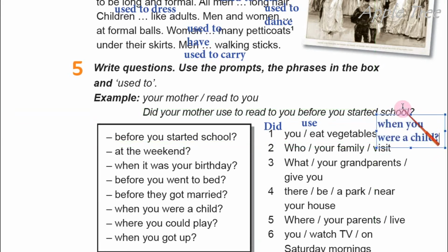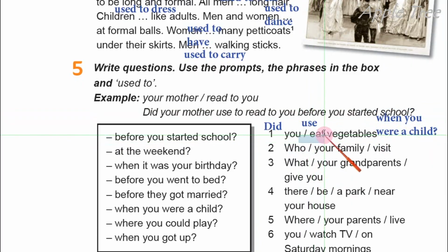Далі. Who did your family use to visit? Ой, тут треба to, я ще забула написати. Who did your family use to visit at the weekend? Кого раніше твоя сім'я відвідувала на вихідних, так? Кого раніше твоя родина відвідувала на вихідних?